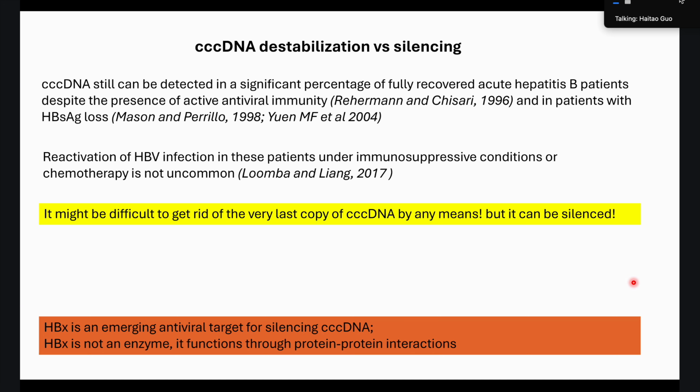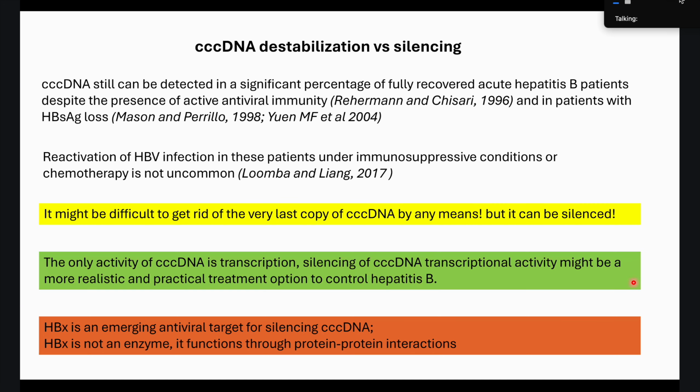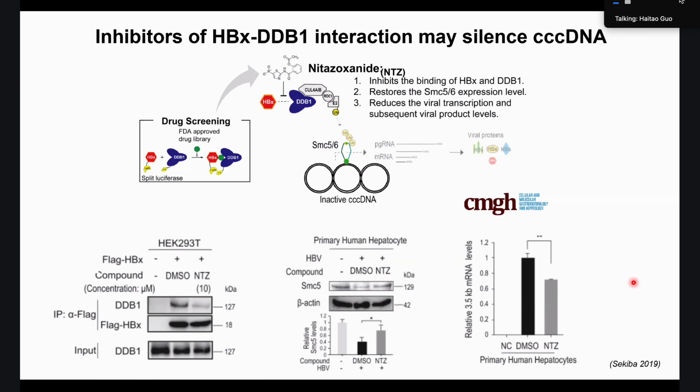So silencing may be the alternative approach. The only activity of cccDNA is transcription, as I mentioned previously, so silencing the cccDNA transcription activity may be a more realistic or practical treatment option to control hepatitis B. Considering the importance of HBx in cccDNA transcription, HBx is an emerging antiviral target for silencing cccDNA. But HBx is not an enzyme. It functions through protein-protein interactions, so the task is to develop HBx inhibitors to silence the cccDNA.